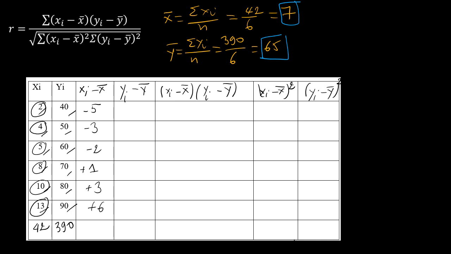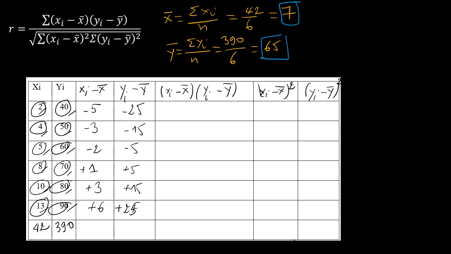The same process here we redo with y values. So here 40 minus 65, we have minus 25. 50 minus 65 is minus 15. 60 minus 65 is minus 5, 70 minus 65 is plus 5, 80 minus 65 is plus 15, and finally 90 minus 65 is plus 25.